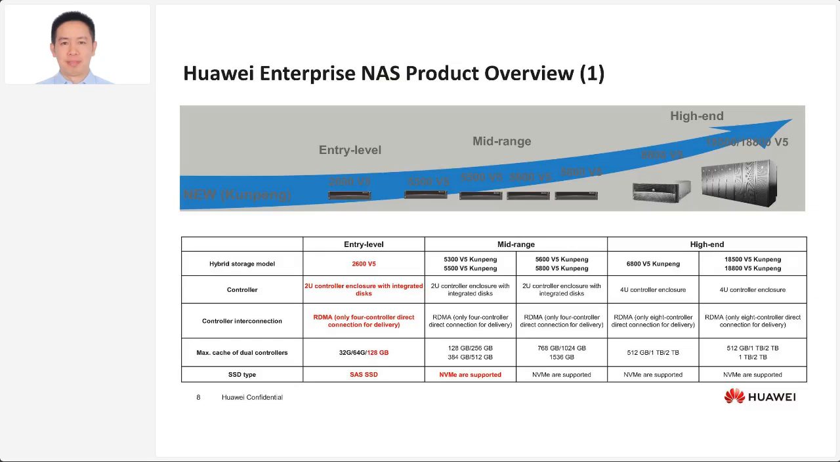Let's have some new chipset, which is Huawei's own chipset, and it makes the performance dramatically increase. And you could see the high end, from the 6800 to 8500, V5 series or models. Each of those has detailed information of the controller, interconnection, cache, capacity, and SSD tab. Each of them, we could see that clearly.